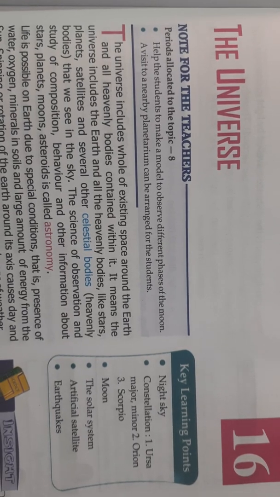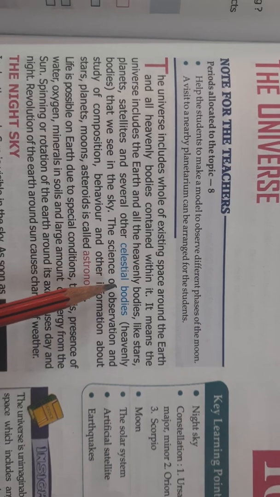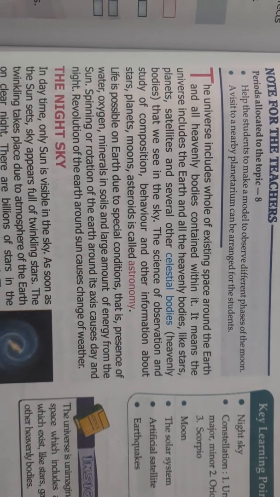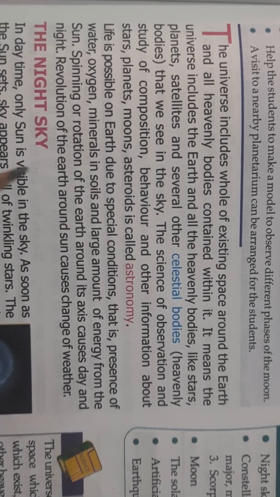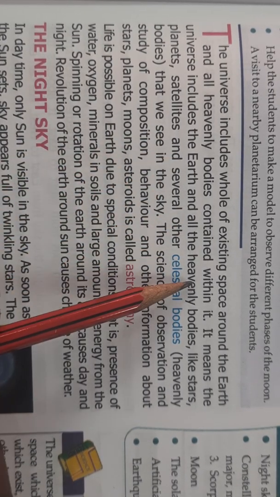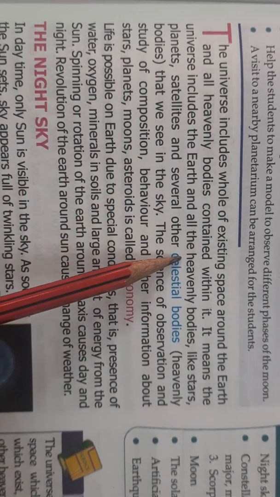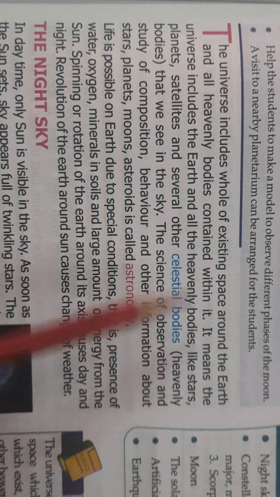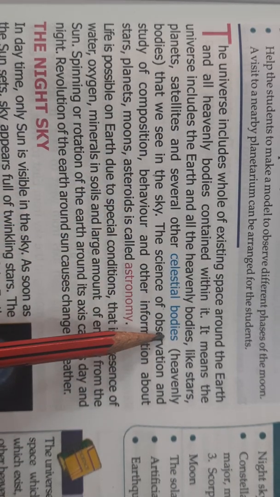Good morning, students. Let's start with the new chapter, the universe. The universe includes the whole of the existing space around the earth and all the heavenly bodies contained within it. So what does it mean? It means that it includes the earth and all the heavenly bodies like stars, planets, satellites, and other celestial bodies.